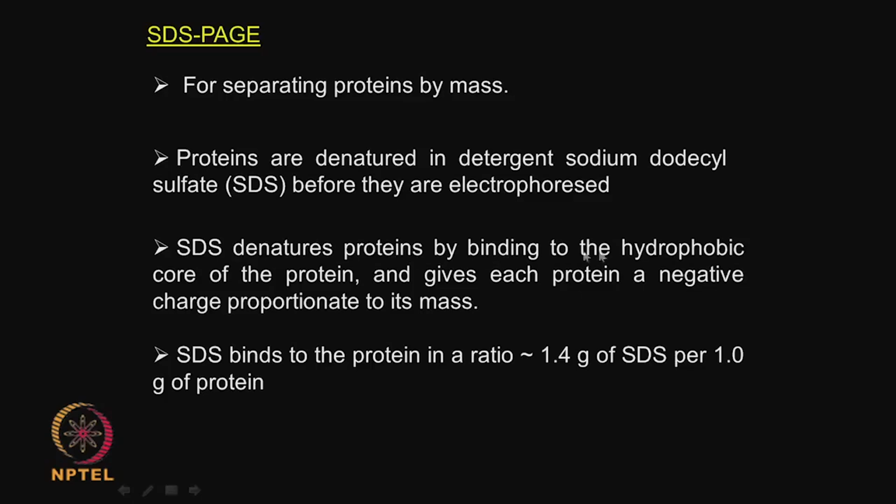SDS denatures proteins by binding to the hydrophobic core of the protein and gives each protein a negative charge proportional to its mass. SDS binds to proteins in a ratio of 1.4 grams of SDS per 1 gram of protein. That is how SDS works. Basically, you are denaturing the protein, meaning the protein will lose its three-dimensional structure, and the SDS attaches to the hydrophobic core. By doing that, a negative charge is given to the protein based on its mass. So, the separation will be based on the charge, which is in turn based on its mass.